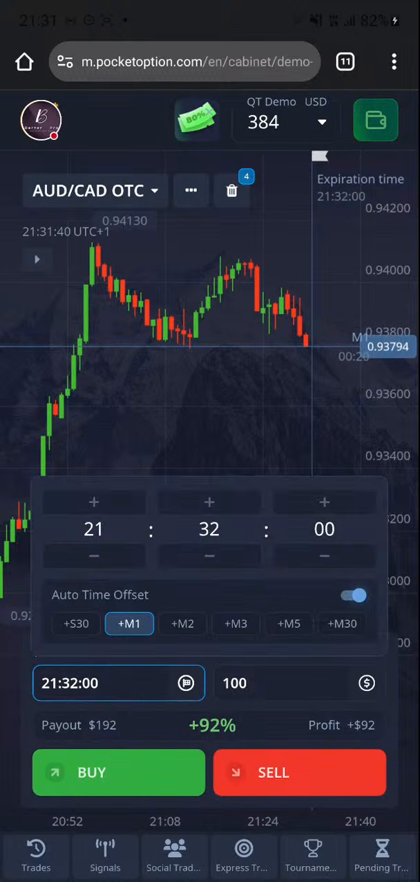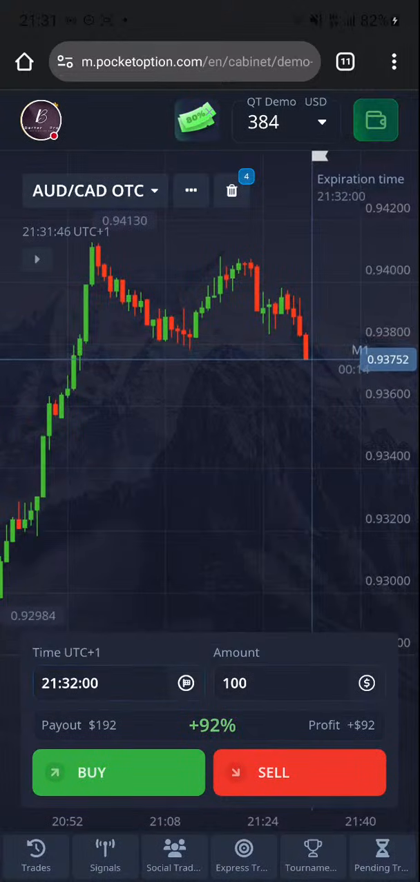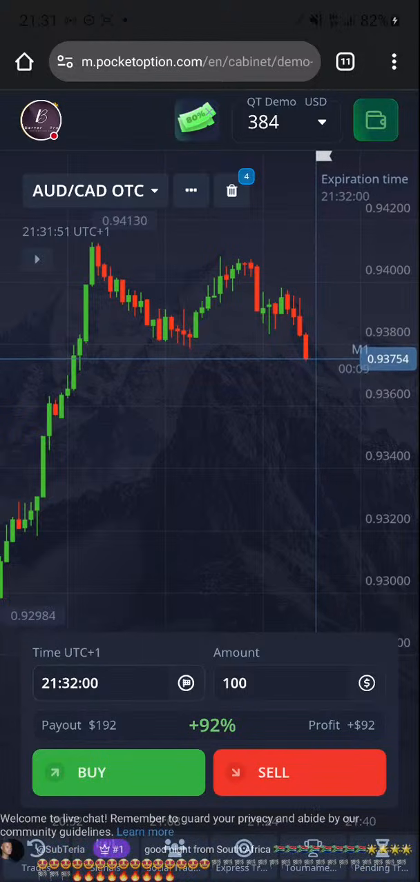So we'll click on this one and we're choosing M1. Now we're using the flag mode. This is the flag mode right now. That's the one we're using. And this is the regular mode and the timer mode, but we're using the flag mode.